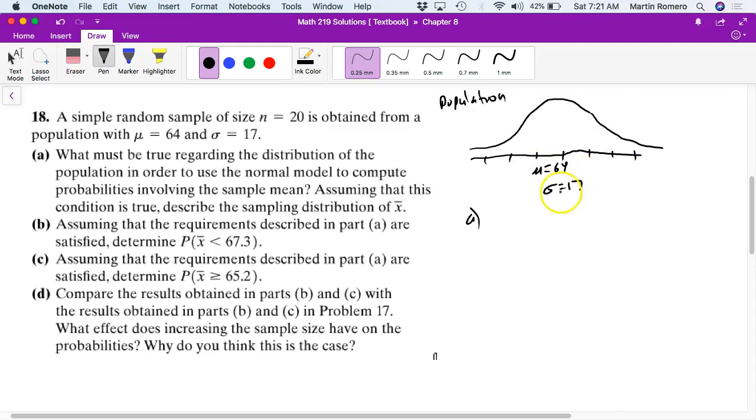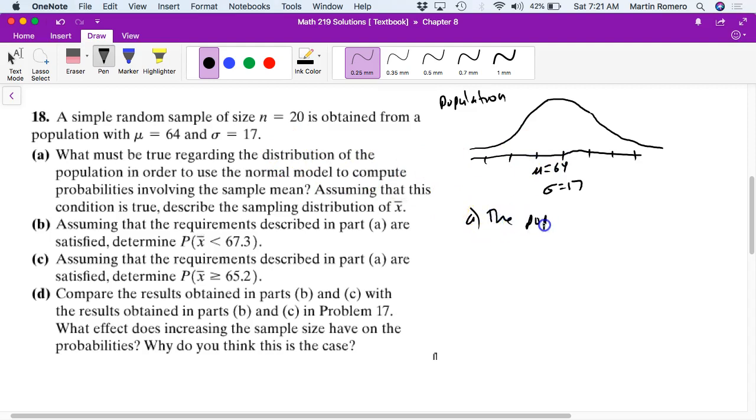So part A, what must be true regarding the population? What must be true regarding the distribution of the population in order to use the normal model? In order for us to use all these statistical tools, what must be true about the distribution of the population? Assuming that this condition is true, describe the sampling distribution of x bar. Meaning that if we took a whole bunch of samples of size 20 from this population, what must be true?